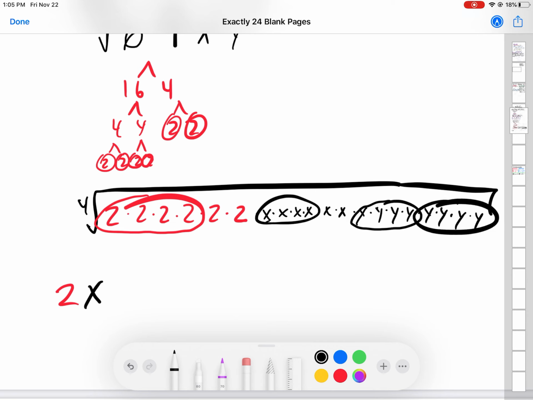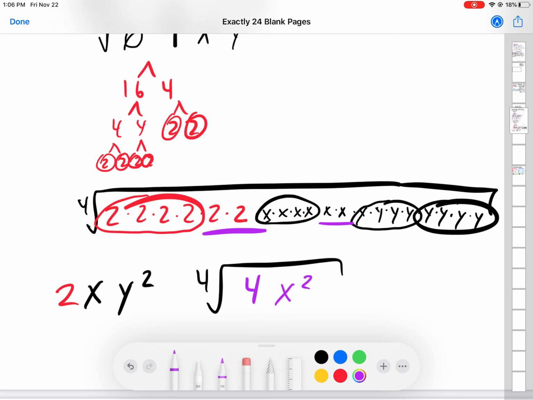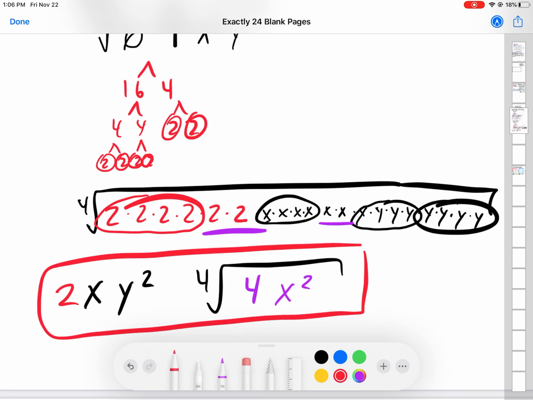Now, when you have this, you have 2 groups of y's, right? So in that case, don't write 2y, write y squared. And the rest of the stuff kind of falls into place. You still have this fourth root right here, and you still have all this other stuff that I didn't circle left on the inside, okay? You have this, and that's it. 2 times 2 is 4, okay? x times x is x squared. And that's it.